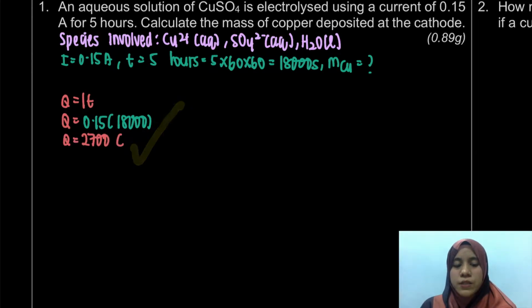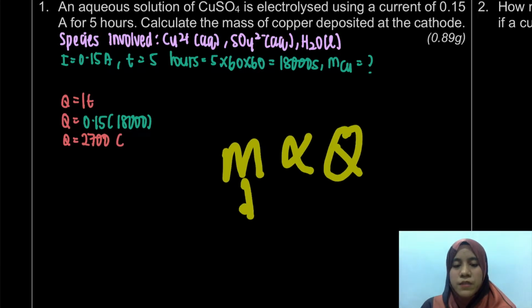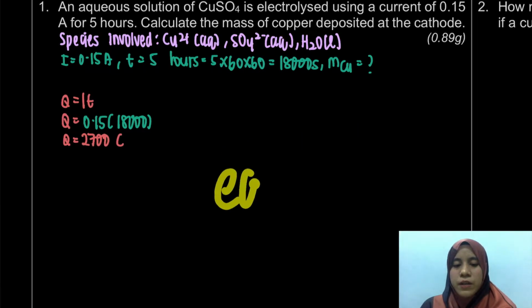Next step. Remember the mass is the mass of copper itself, but then I want to know the equation for the cathode itself.